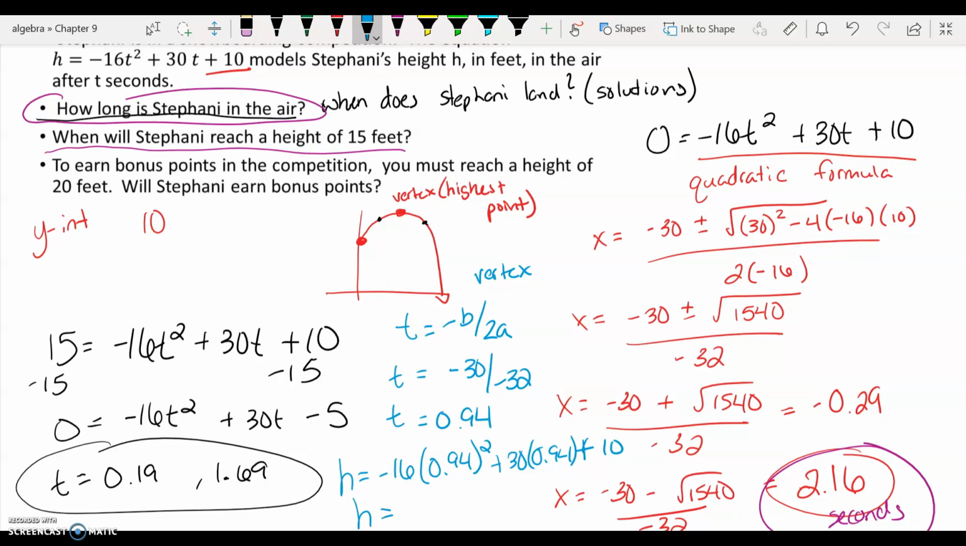When you do that, you get Stephanie reaches a height of 24 feet. So did she reach a height of 20 feet to earn the bonus points? The answer is yes, because the highest she gets is 24 feet.